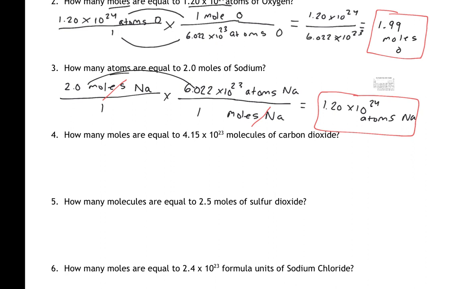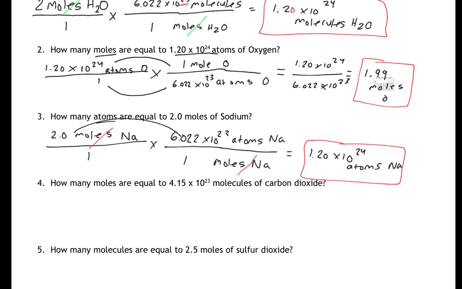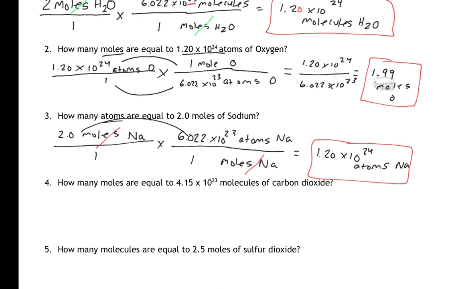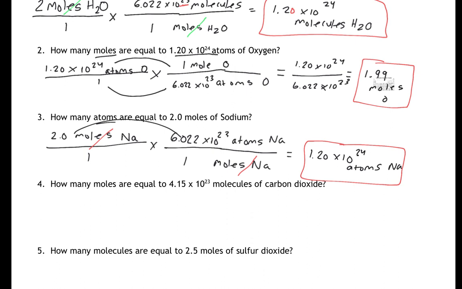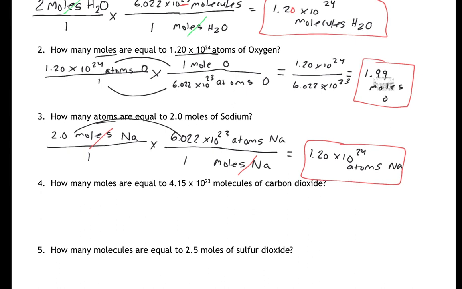Now if you take a look at above what we had, in the previous one we had almost 2 moles of oxygen. And 2 moles of oxygen was 1.20 times 10 to the 24th atoms. So whether you have atoms of oxygen or whether you have atoms of sodium, 2 moles is the same number of atoms. 1 mole is 6.022 times 10 to the 23rd atoms. And so we have the same quantity of atoms regardless of the kind of substance that it is.